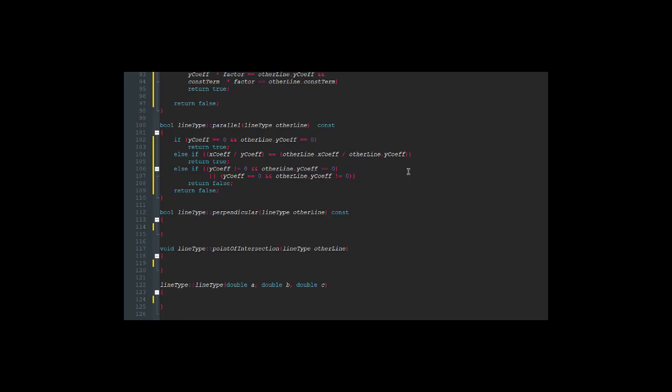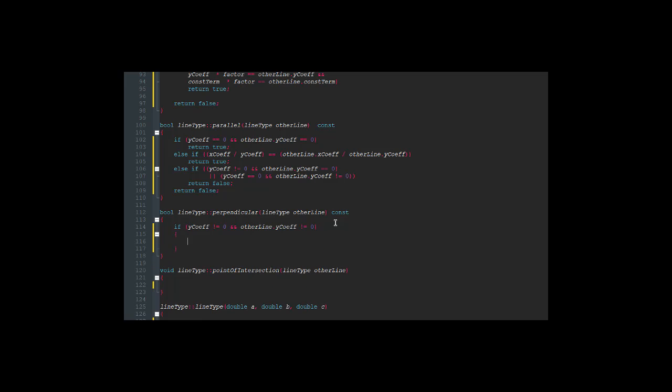Excuse me. Now we can move on to perpendicular lines. So we're going to start this all off by taking a look and seeing that if both of their y coefficients are not equal to 0, then we have to enter an if statement.